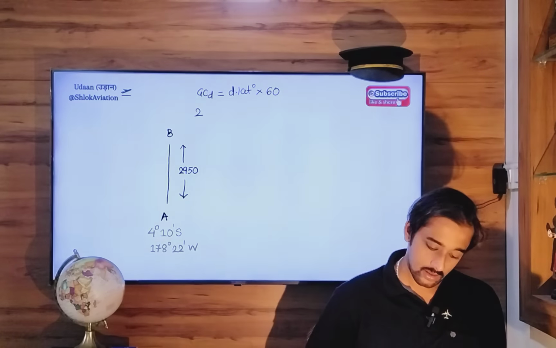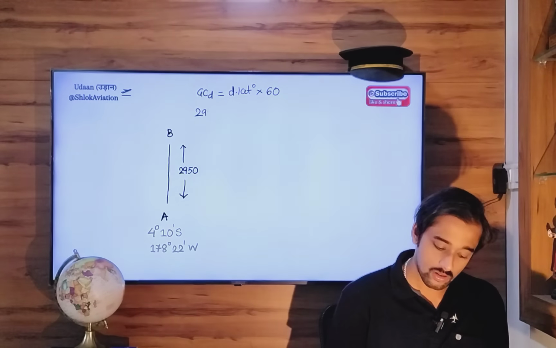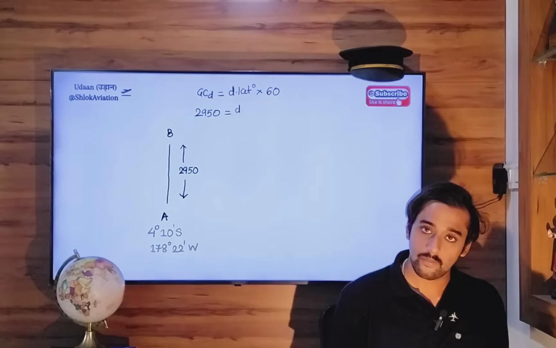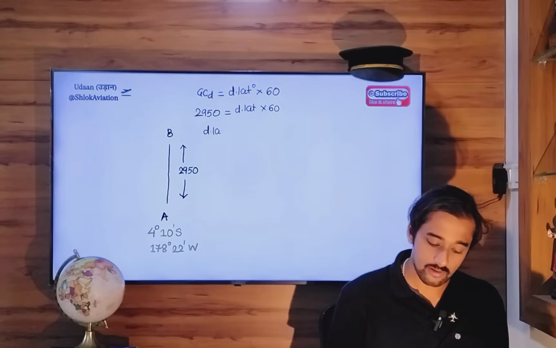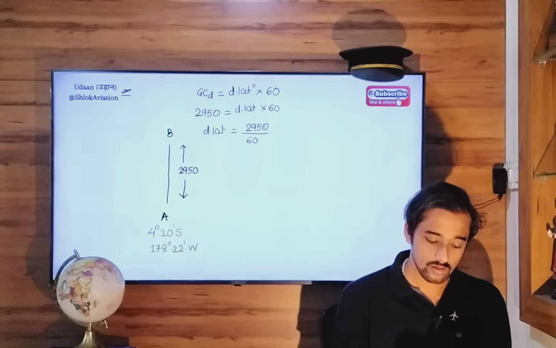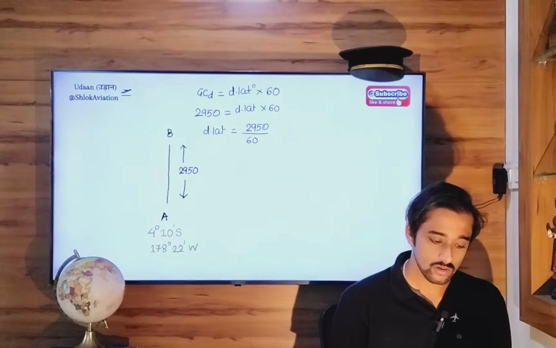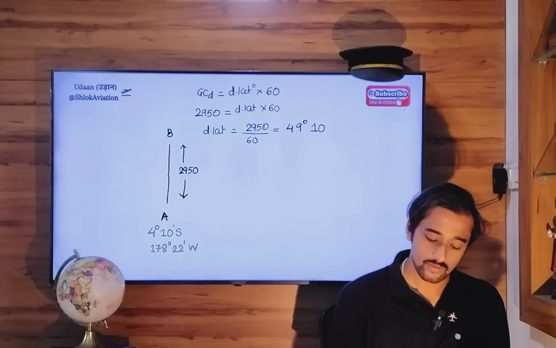So 2950 nautical miles equals d lat into 60. So d lat will be equal to 2950 by 60, which is equal to 49 degree 10 minutes. Right?